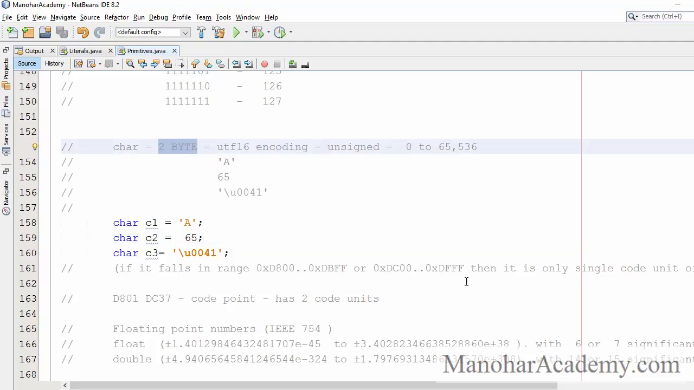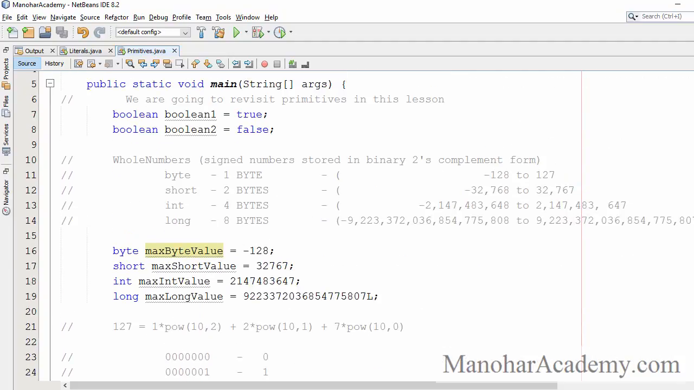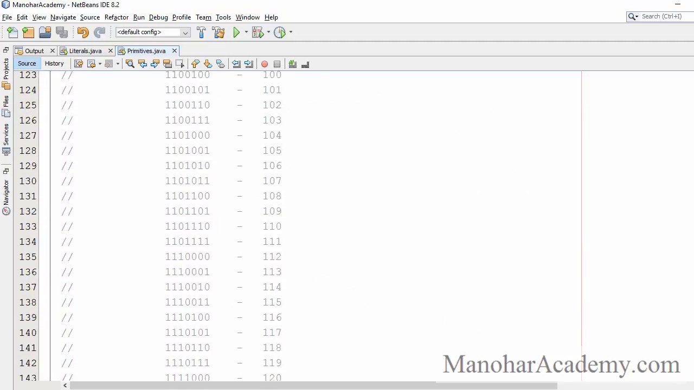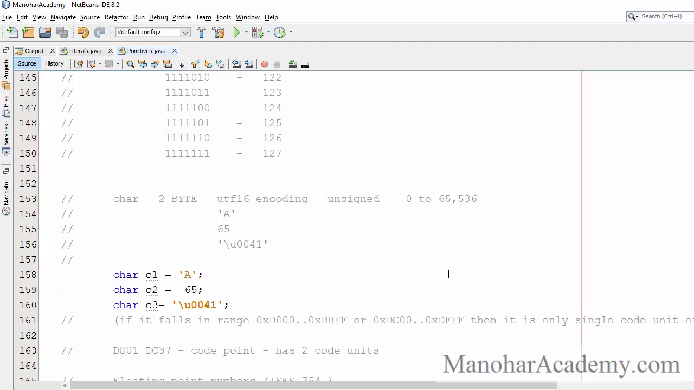So previously we have seen that 2 bytes can include around 64,000 different values. On the negative side 30 something, and on the positive side, they can hold around 65,000 values. Here when we come to char, it is unsigned, meaning all the numbers are positive only. So we don't need a bit for representing whether the number is positive or negative, so we can use all the 16 bits. So the range is from 0 to 65,536.